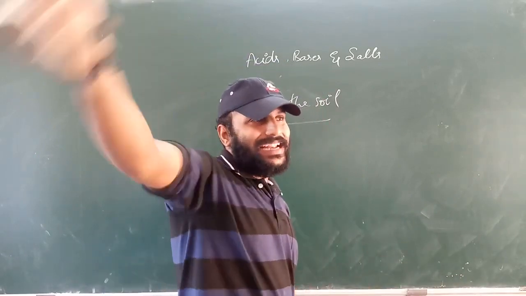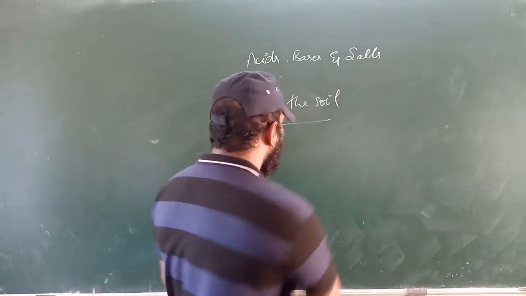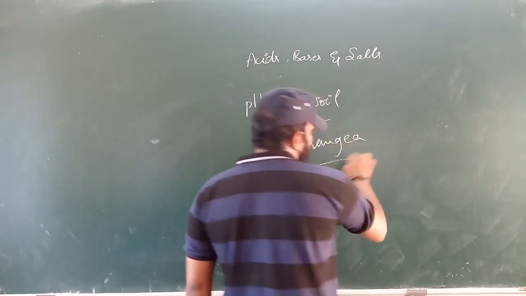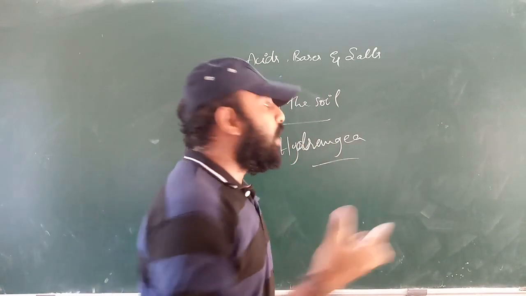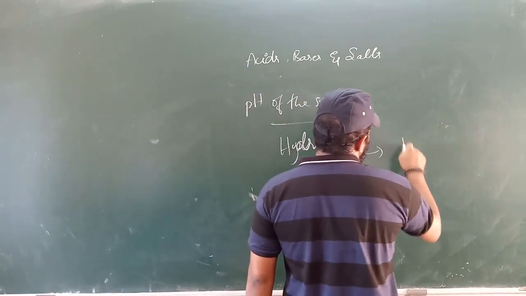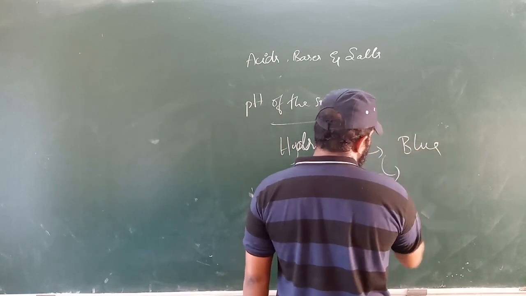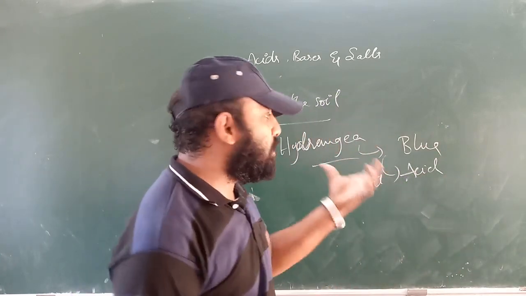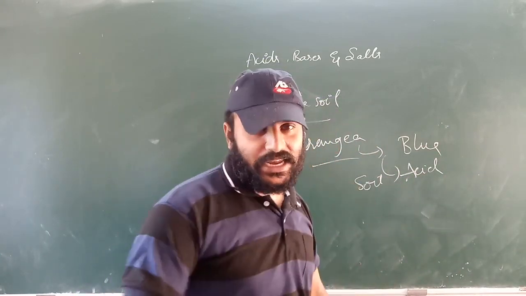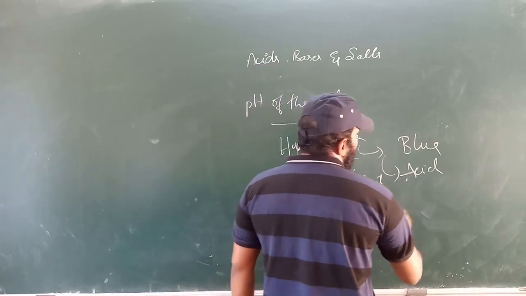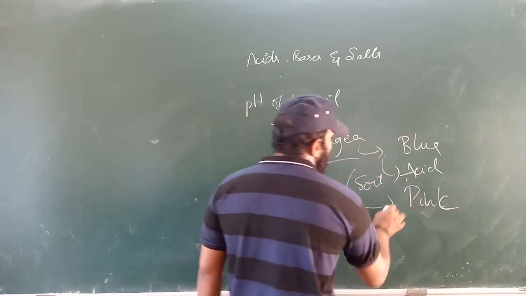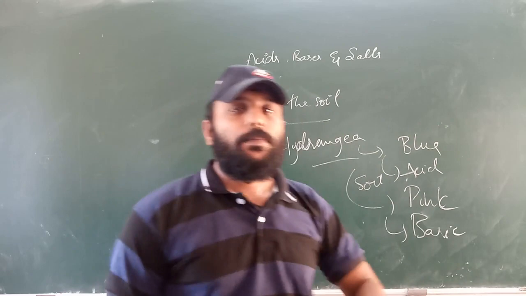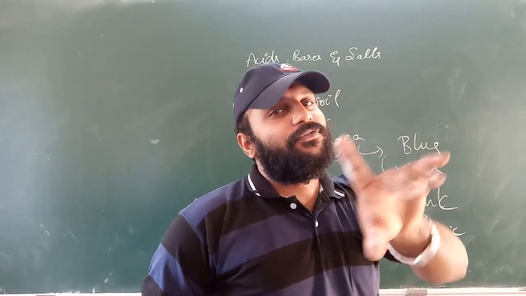As I said, coming to the indicators, at that time I mentioned hydrangea. Hydrangea is a natural indicator. Those are flowers. These flowers will show blue color if the soil is acidic in nature. At the same time, the same hydrangea flowers will show pink color if the soil is basic in nature. So the farmers will test the soil before doing the farming of crops.